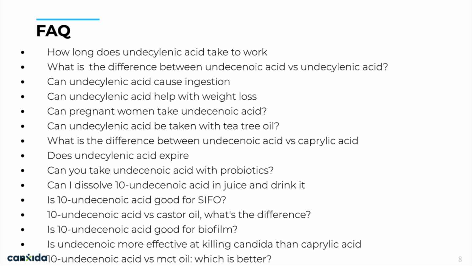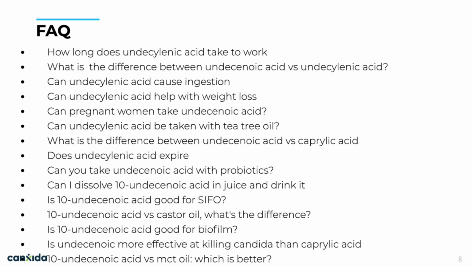What is the difference between undecenoic acid versus caprylic acid? Well, undecenoic acid is sourced from castor oil, and it's helped along in a factory under high pressure to create this product, whereas caprylic acid is sourced from coconut oil basically, and it occurs in a more natural form. Does the undecylenic acid expire, is question 19. Yes, it does, like anything else, but when put into a well-made product, you're going to get 2 or 3 years out of it before you get an expiry date.